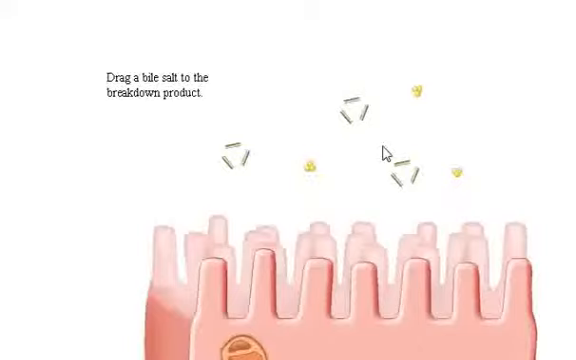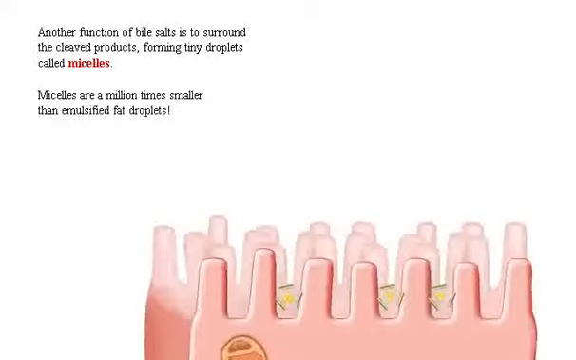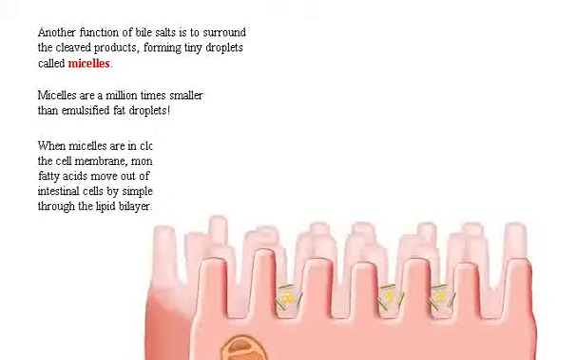Drag a bile salt to the breakdown product. Another function of bile salts is to surround the cleaved products, forming tiny droplets called micelles. Micelles are 1,000,000 times smaller than emulsified fat droplets. When micelles are in close proximity to the cell membrane, monoglycerides and fatty acids move out of them to enter intestinal cells by simple diffusion through the lipid bilayer.